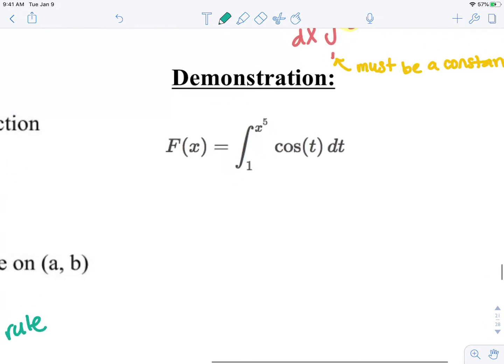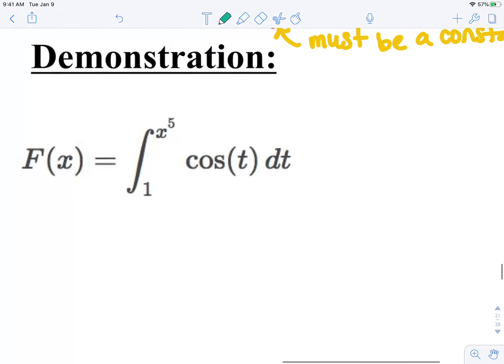So let's say we have this accumulation function, f of x, the area under the curve from 1 to x to the 5th of cosine t dt. If I want to find the derivative, first I need to find out what f of x is. In order to do that, I'm going to use the first part of the fundamental theorem of calculus. Well, the antiderivative of cosine t is sine t, and I am going to evaluate that from 1 to x to the 5th.